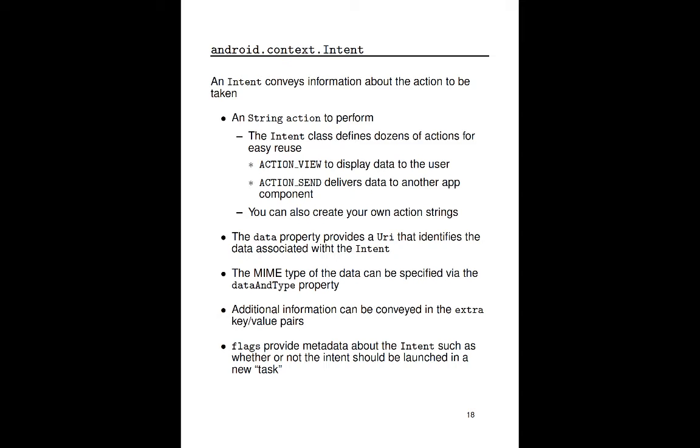You may notice that invoking intents is kind of like invoking a REST API, in that you've got some piece of data that has a location, a URI, that specifies it, and then it also has a data type in the MIME type. You can pass additional information via the intent in a bunch of key value pairs in the extra attribute of it. And finally, an intent has a bunch of flags that provide metadata about the intent, such as whether or not the intent should be launched in a new task.